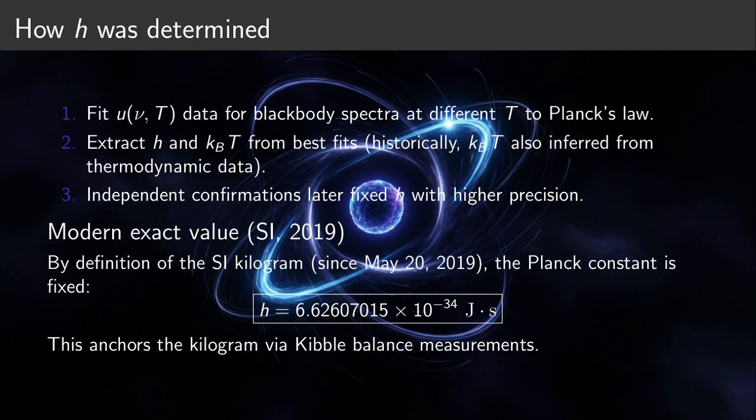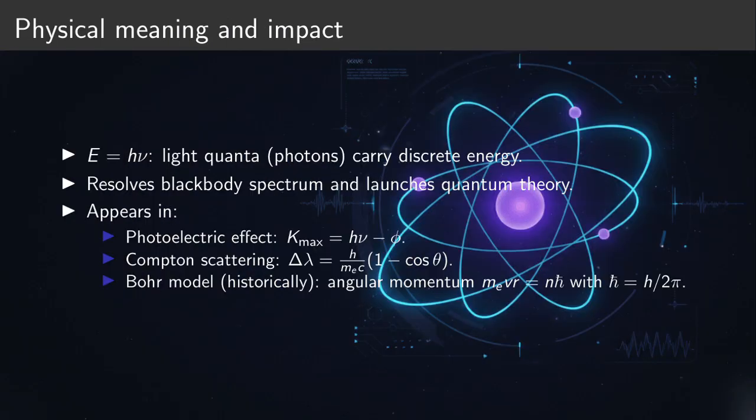How h was determined. Planck's constant was originally determined by fitting experimental data. By matching the theoretical curve to measured blackbody spectra, the value of h could be extracted. Over time, increasingly precise experiments refined this value. Today, the Planck constant is exact by definition. It plays a central role in the modern system of units.